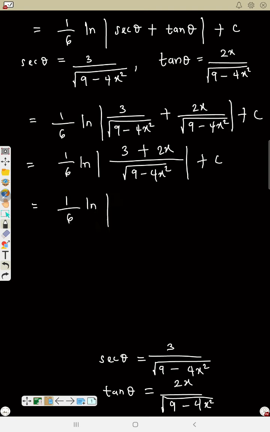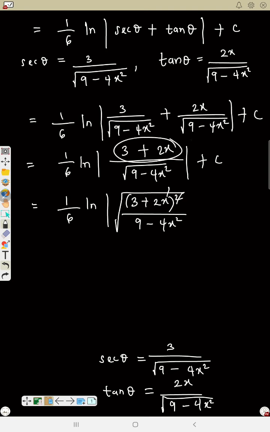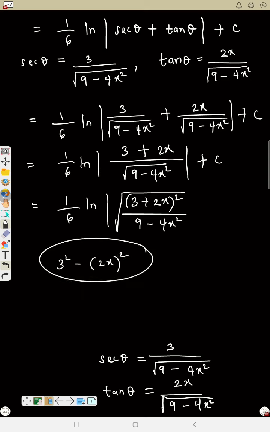This will be ln. I can have a common root here, and if I have a common root, this will be 3 plus 2x square divided by 9 minus 4x square. Why? Because this root, we cancel out this 2, it will go back to this form. So we just have common roots there because of our simplification. Now if you look at this one here, it can be difference of two squares, that is 3 square minus 2x square. This is difference of two squares, so I can show that in the next step.